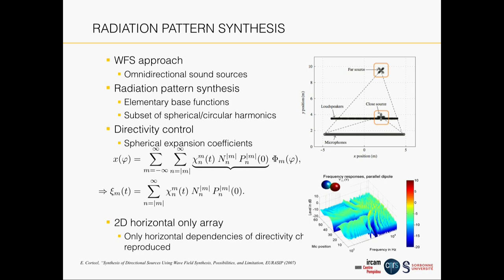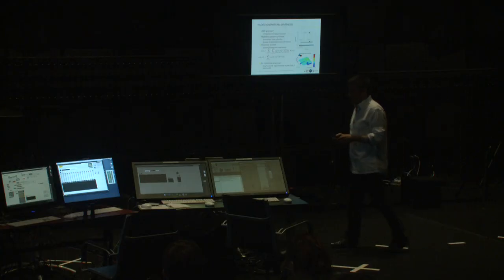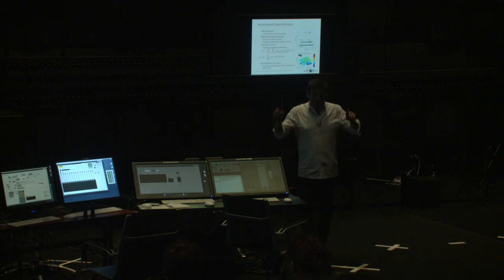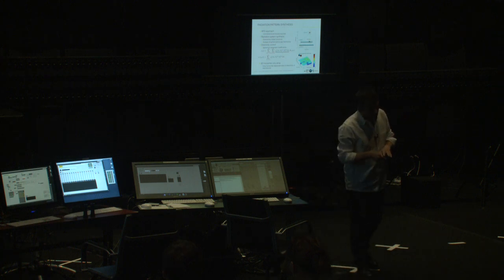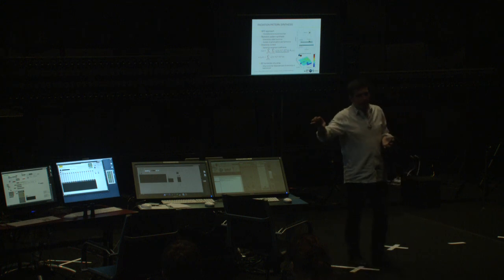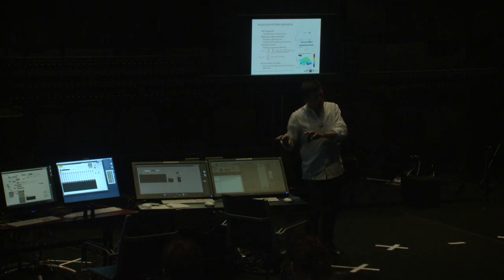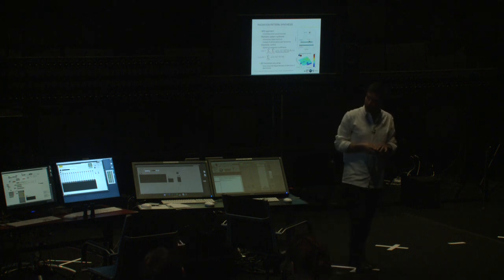So you could stream a monophonic stream, then you get the partial tracking from the measurement which I showed you. Then you apply the spherical harmonics coefficients to recreate the directivity. Since you have the base functions implemented in the system, you can recreate the directivity of the instrument. We had one performance which was fun back in 2010. It was a live performance: the soloist player was in Graz, and he was projected in the concert hall of IRCAM using a wave field synthesis array.